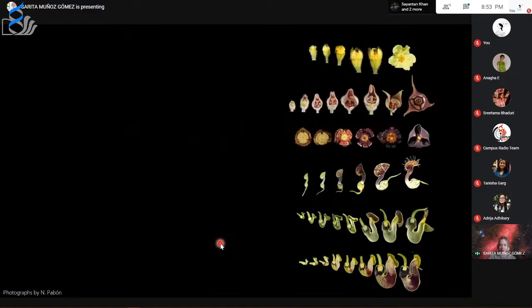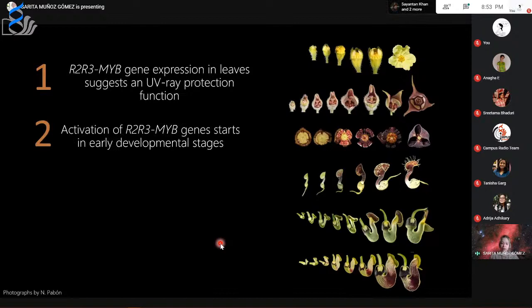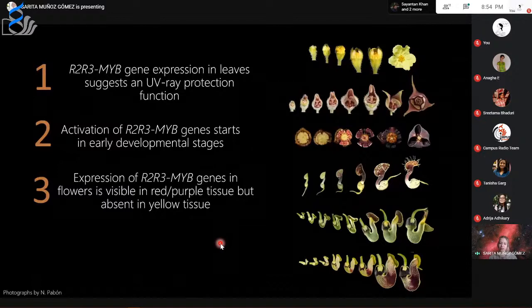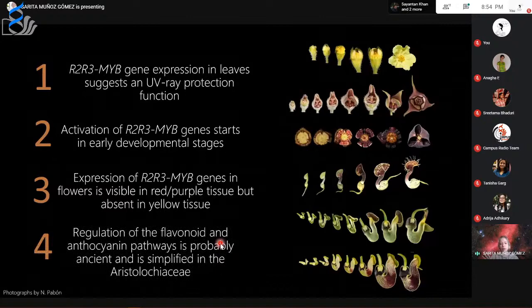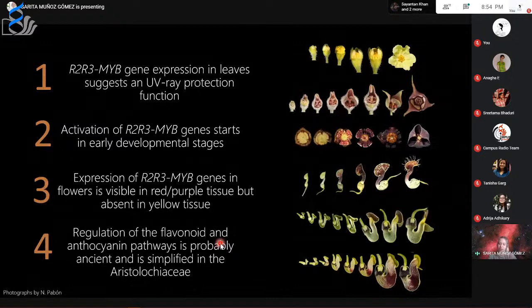So there are a few things that we can say about this. First, that the R2R3-MYB gene expression in leaves seems to be related to a UV protection function. The second is that the activation of these genes actually seems to start very early in development, since when we evaluated early stages in development, we always found that there was expression of the gene. Also, we think that expression of these genes in the flowers is usually visible when you have very dark colors, such as purple and red tissue, but it's usually absent when the tissue is yellow. And fourth, the regulation of the flavonoid and anthocyanin pathways seems to be simplified in the Aristolochiaceae, and it seems to be ancient since it's found in this early diverging family inside the angiosperms.